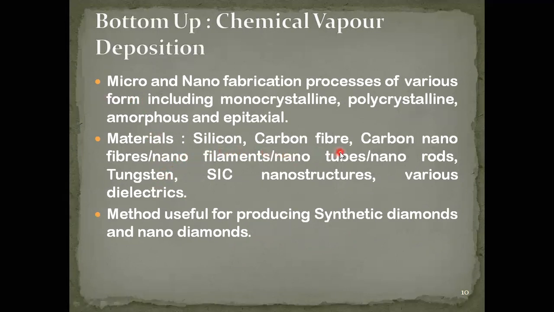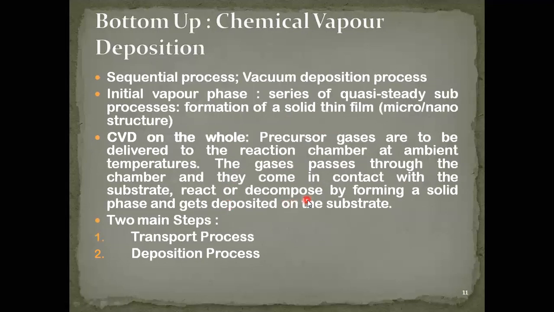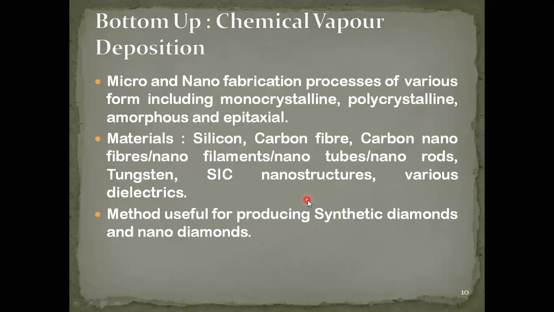It may be carbon fiber, carbon nanotubes, silicon nanostructure, various dielectrics. All the materials can be prepared by using chemical vapor deposition. That may be monocrystalline, polycrystalline, amorphous, epitaxial. So all the different kinds of materials are produced by using chemical vapor deposition. It's also used for producing synthetic diamonds and nanodiamonds.